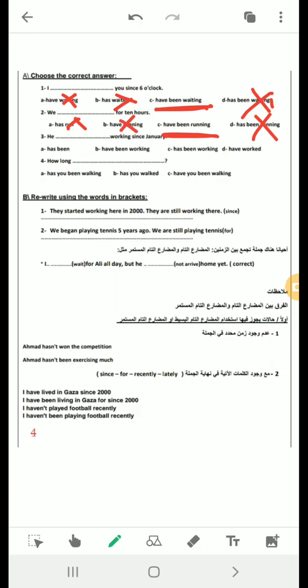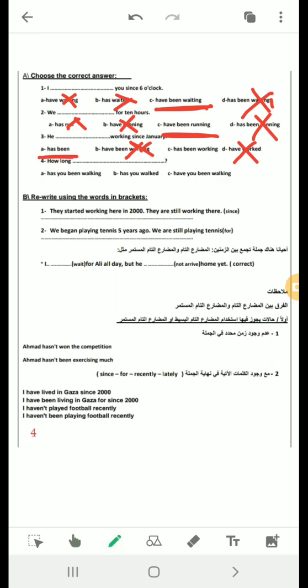He space working since January. He has been, have because have can't come with he, has been working, have worked, also false. So has been or has been working. We have working here at the sentence, working. So have been, just. The answer is A.